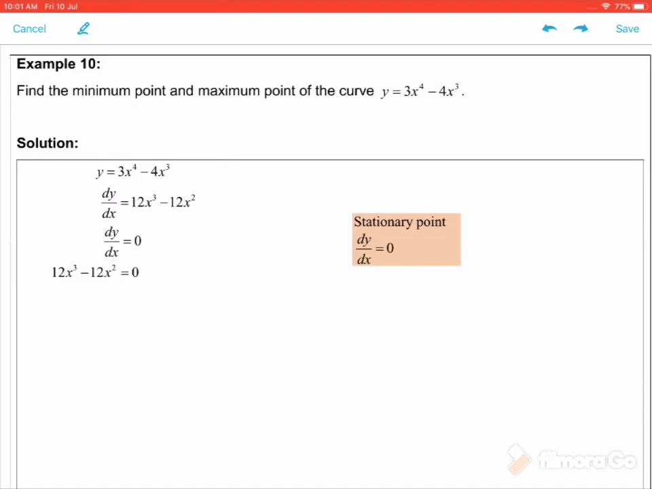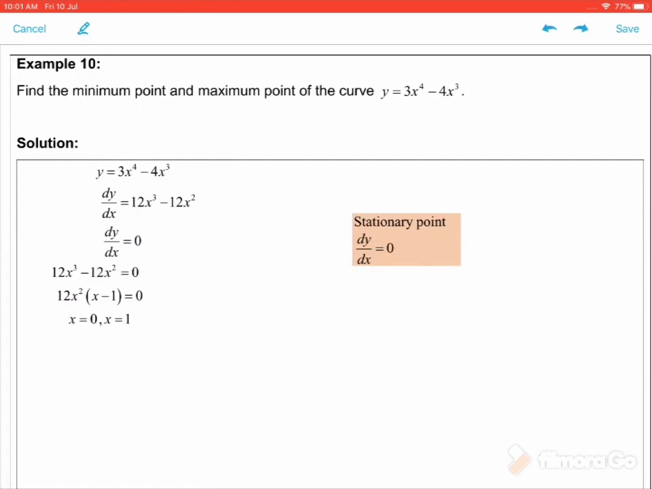Now we try to simplify. To get the answer for x, we try to factorize out 12x squared. We will be left with x minus 1, equal to 0. So our first x you will get equal to 0. The second you will get x equal to 1.